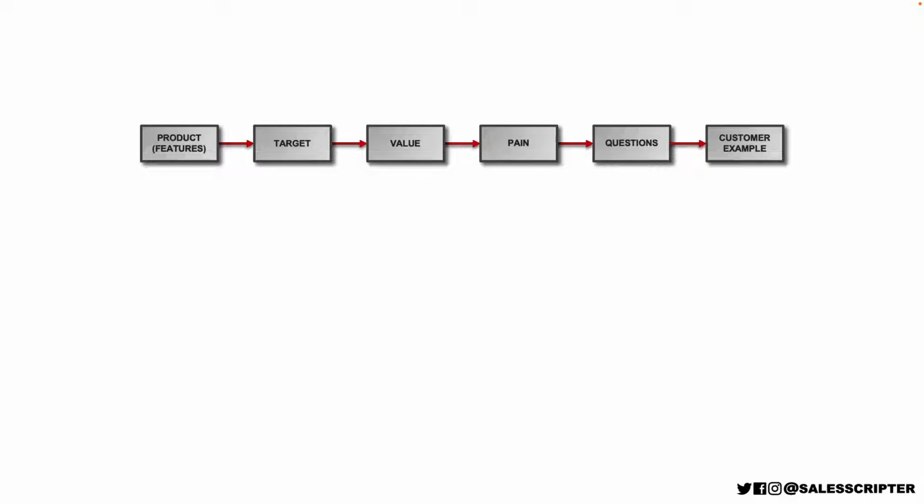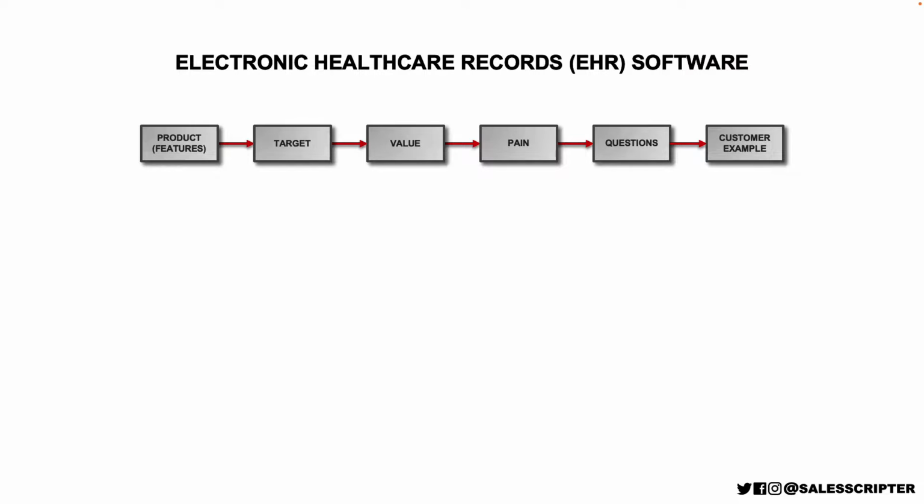And then we take you to one last step, which is to create a customer example that explains a customer that had a problem that you helped to solve with your product. Now, I'm biased, but I believe this process will help you to create a great cold call script, a great sales script. But the script that you create through this process might not work for replacing the competition. To demonstrate this, I'm going to use an example product: electronic healthcare record software, EHR software.